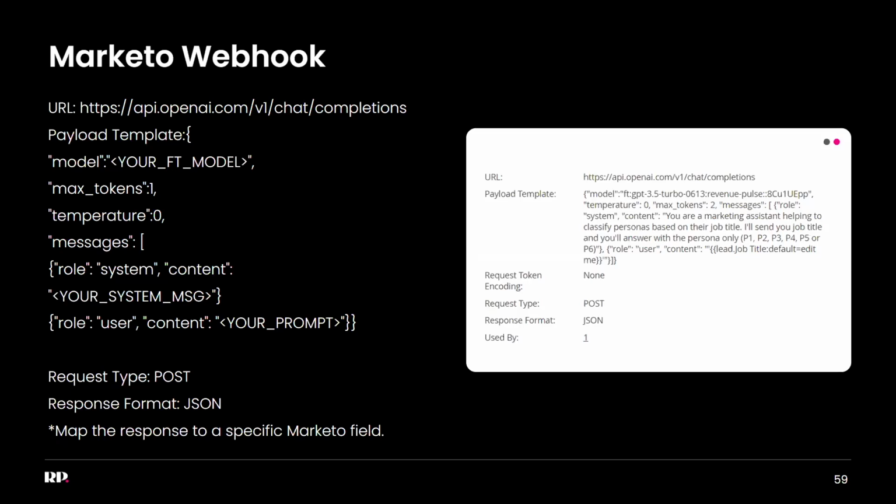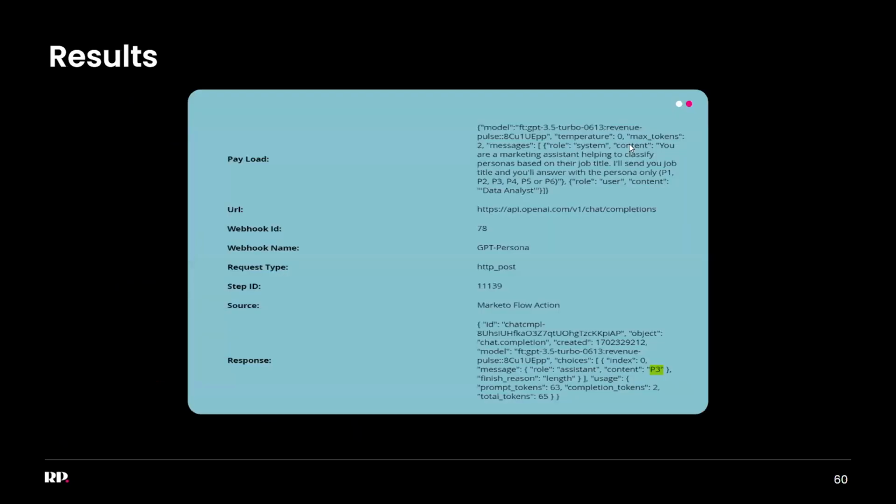So that's one way you can constrain ChatGPT to give you the response you're looking for, by restricting the maximum number of tokens it can return. And then we have our prompt. We ask ChatGPT, hey, this is the person's job title. Please map this to the persona. And we can see highlighted in the response at the very bottom of this image that it mapped this person to the P3 persona. And we can see that it was a data analyst.